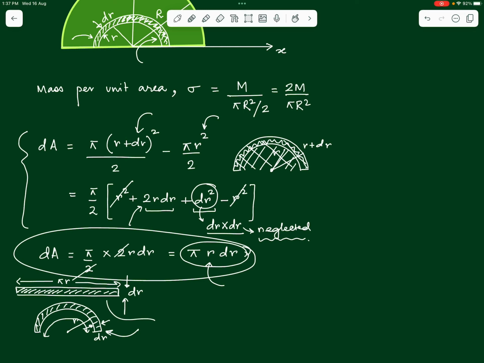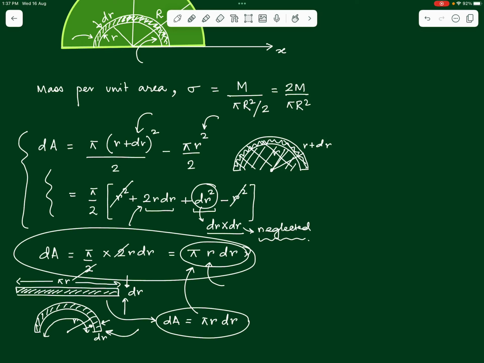What will be the area of such a strip, dA? Can we say that the area of a rectangle is length into width? So the length here is pi r, whereas the width is dr. Do you see that we are getting the same value as we have obtained here without doing all this exercise, right? So this is one standard way that we can use to get the areas of small elements.